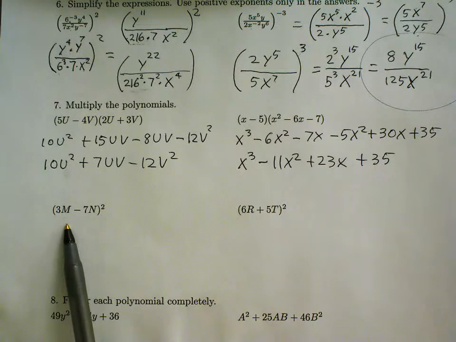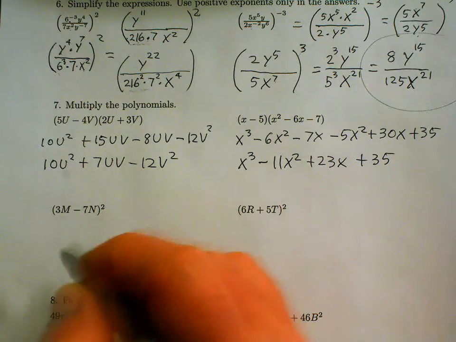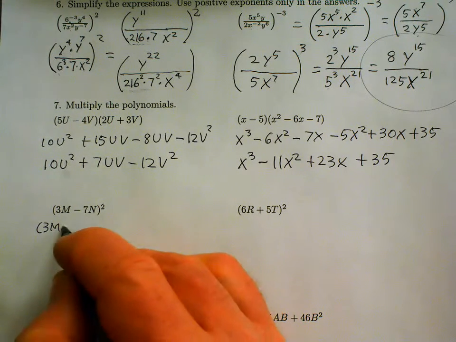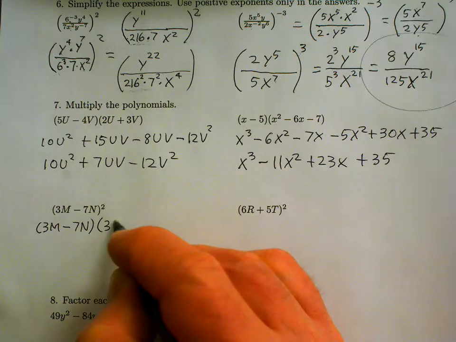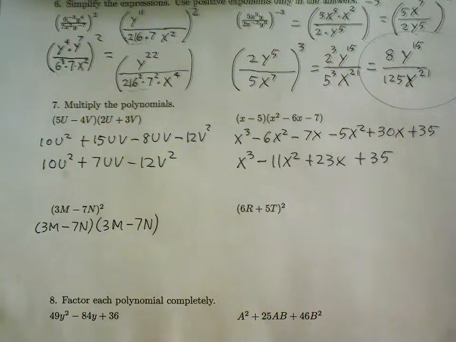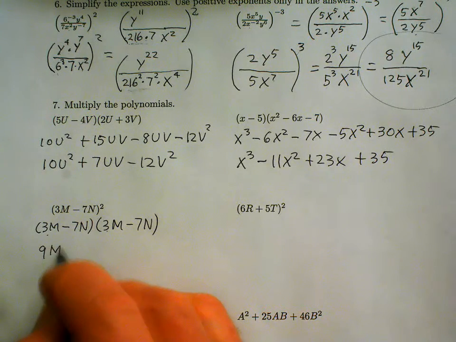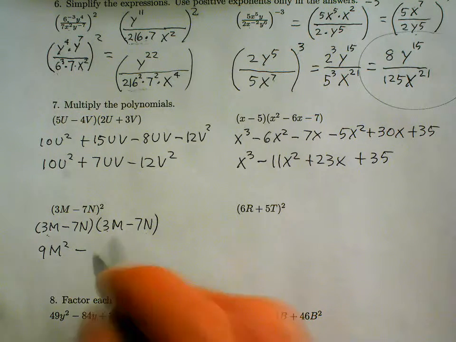Okay, the next one, the binomial 3m minus 7n squared. Well, when you square something, that means to multiply it by itself. So we're going to multiply 3m minus 7n times 3m minus 7n. And 3m times 3m is 9m to the second. And then minus 3m times 7n is minus 21mn.